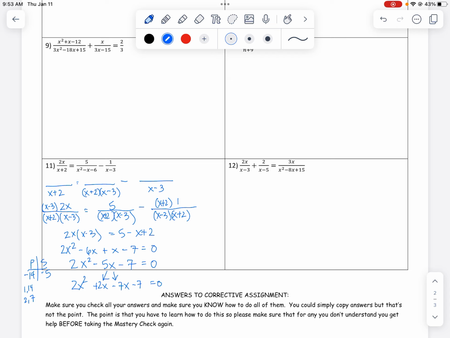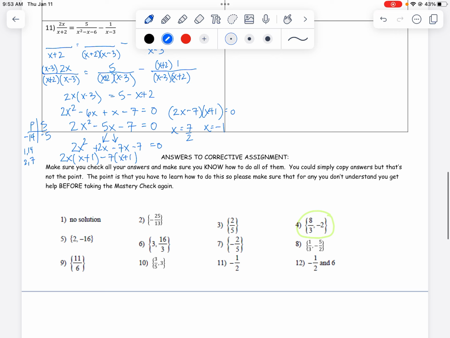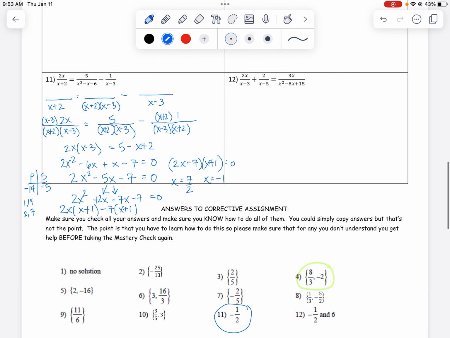Now what I've got is 2x times x plus 1 and -7 times x plus 1. And so my answer here, my factors are 2x minus 7 and x plus 1. And if I set those equal to 0, then x is equal to 7/2, and x is equal to -1. And if we scroll down, the answer for 11 is very different, so I must have made a mistake somewhere. We'll go back and we'll figure it out.